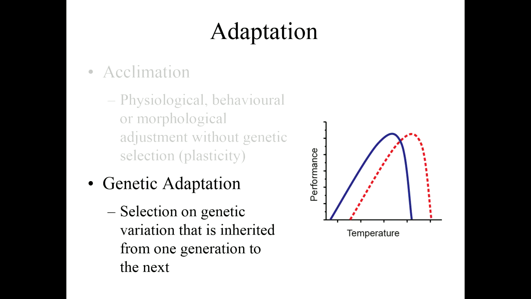And so this is an area that's really also garnering a lot of attention. And just in the last couple of years, as you'll see by the dates on the publications that I'm going to show you in this section, most of what's happened in this field has probably happened in the last 2 or 3 years, or maybe even in the last year. And what we're interested in, of course, is selection on genetic variation that's inherited from one generation to the next.